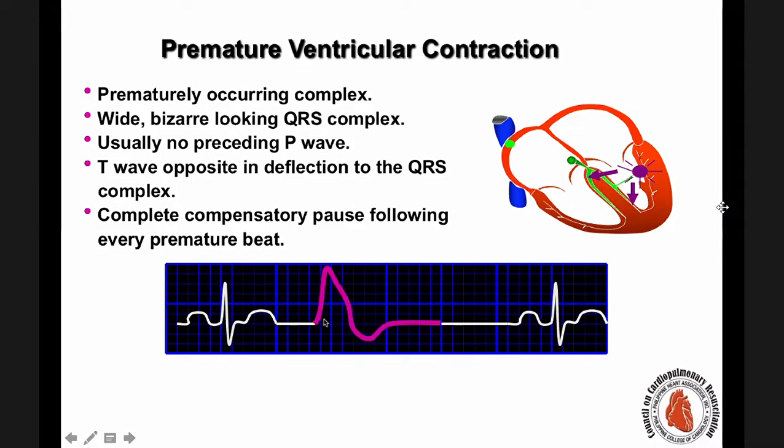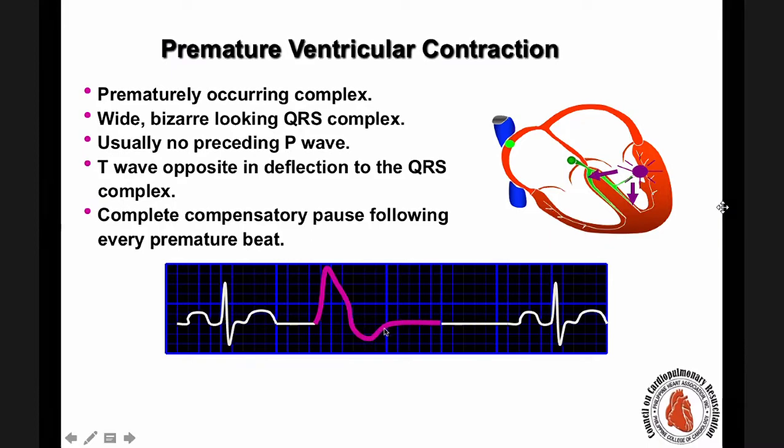Okay? So again, it will produce a bizarre looking wide complex QRS because the electrical impulse is coming from the ventricles, and the travel of the electrical impulse is not through the normal conducting system, but through muscle to muscle. And then once the electrical impulse has reached the conducting system, parang it will now spread faster to the Purkinje system, but still it will produce a wide complex QRS.